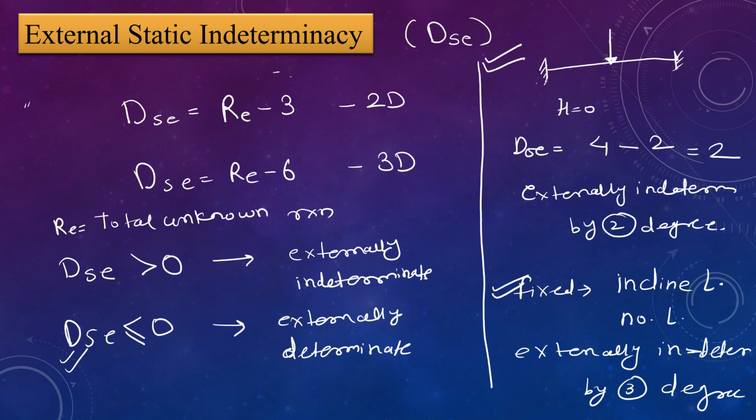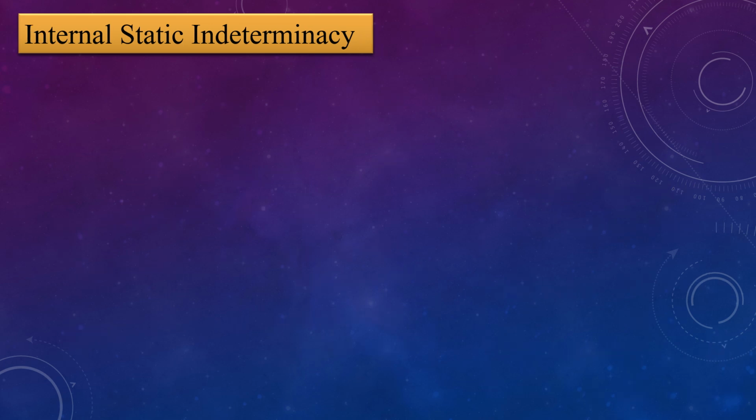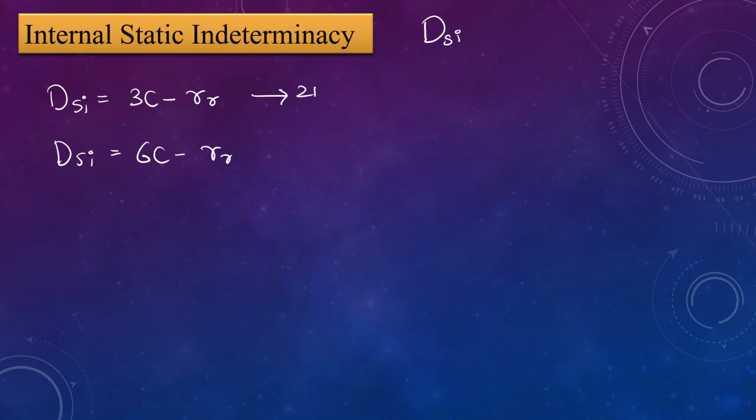Then next is internal static indeterminacy, represented by DSI. There are two formulas for DSI: DSI is equal to 3C minus RR, and DSI is equal to 6C minus RR. The first is for 2D structures and the second is for 3D structures.